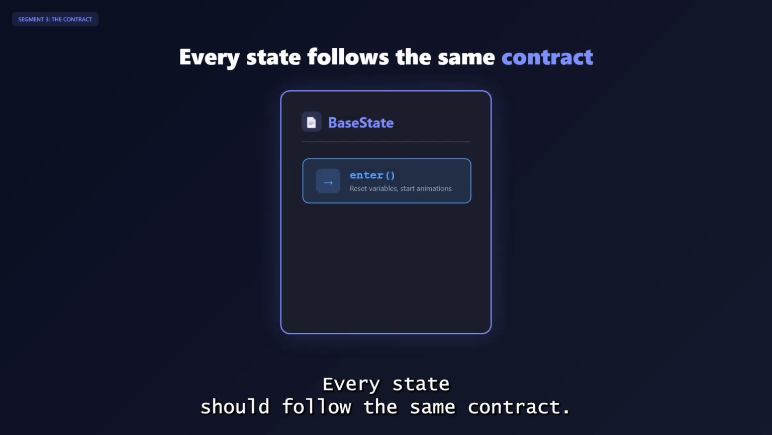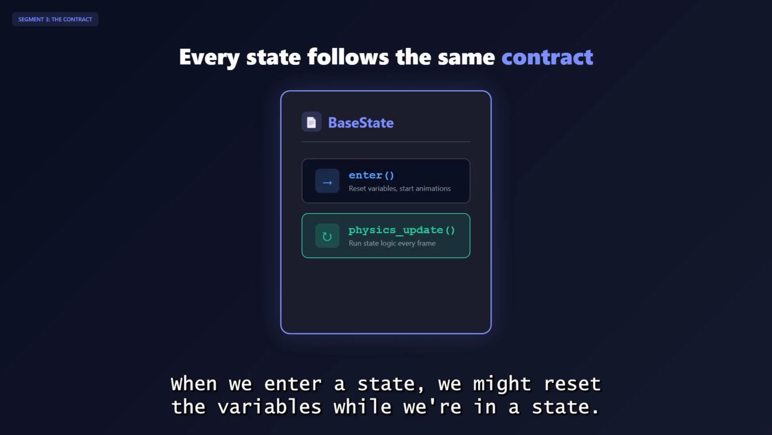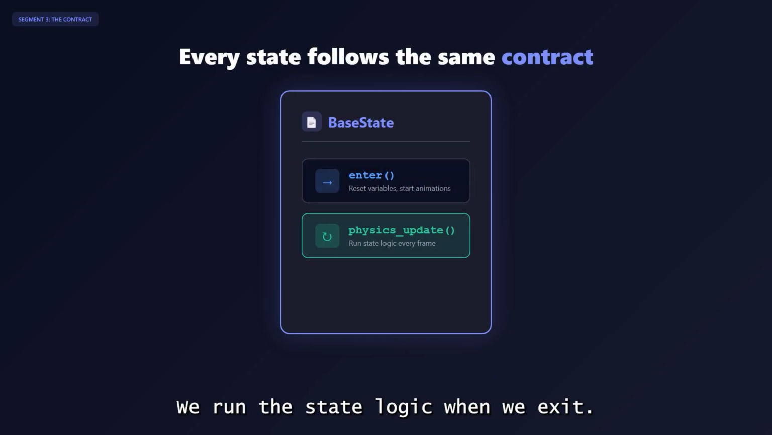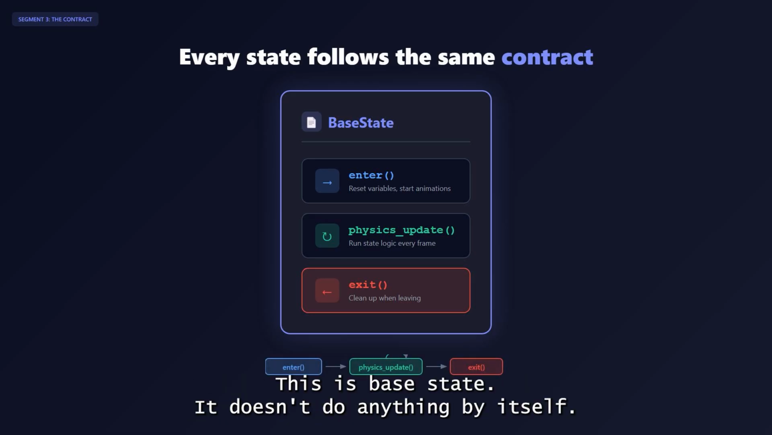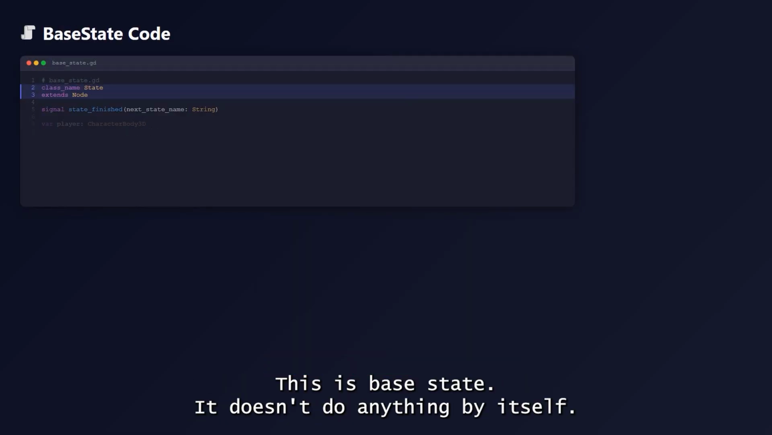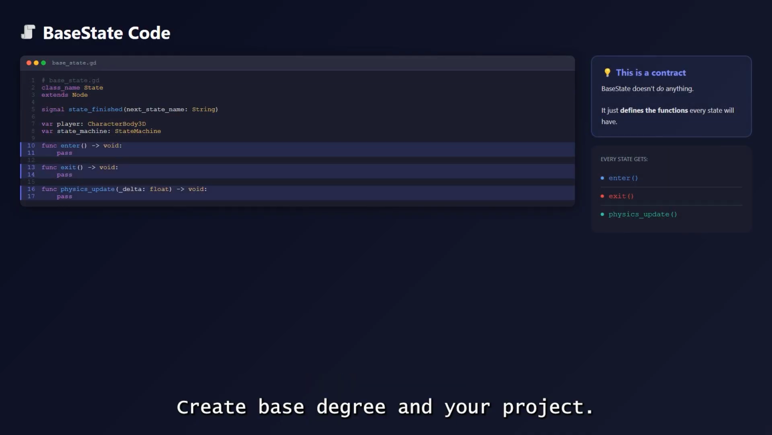Every state should follow the same contract. When we enter a state, we might reset the variables. While we're in a state, we run the state logic. When we exit, we might want to clean some things up. So every state will get enter, exit, and physics update. This is base state. It doesn't do anything by itself. It just defines the functions that every state will have. Create base state.gd in your project.